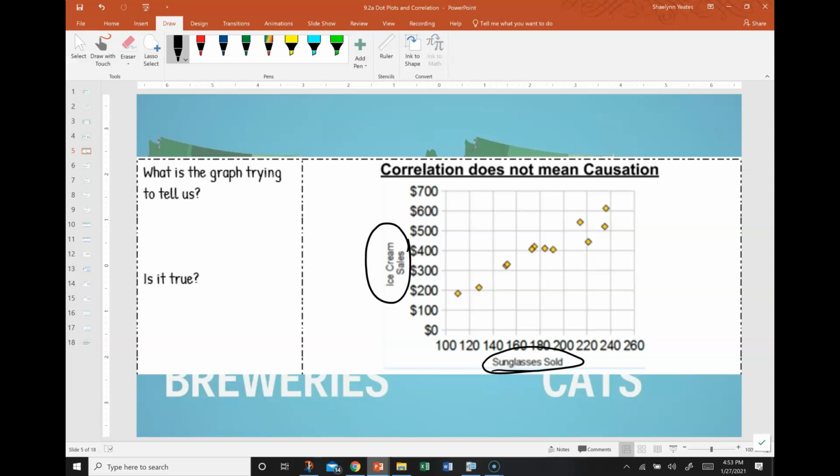So it's trying to tell me that sunglasses directly impact ice cream sales.